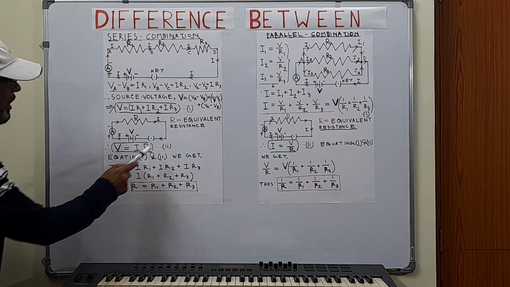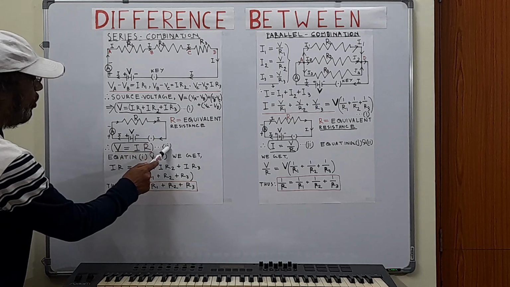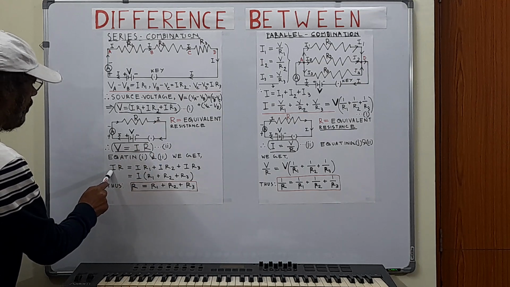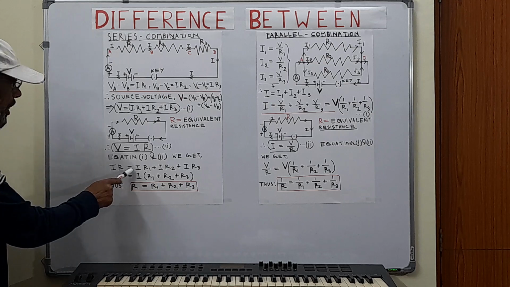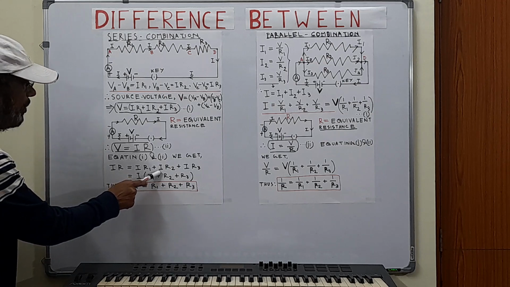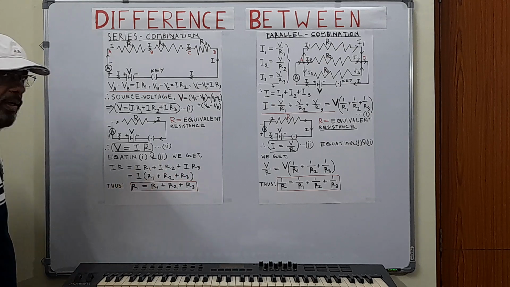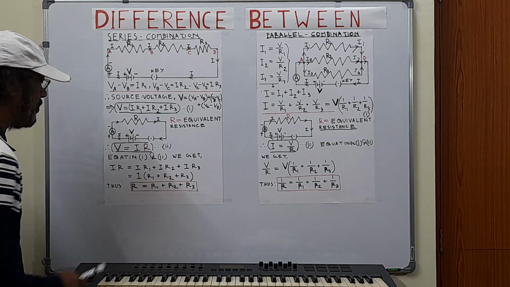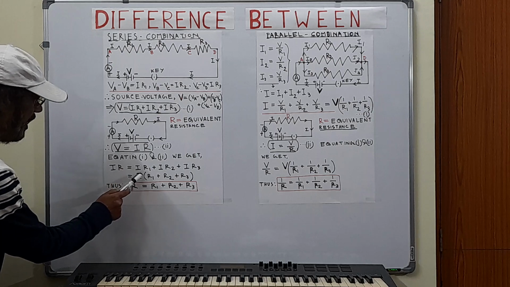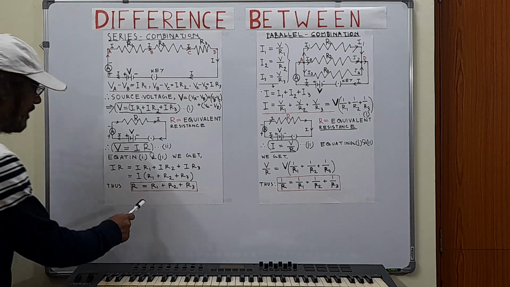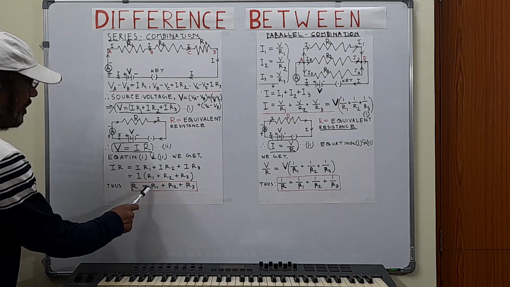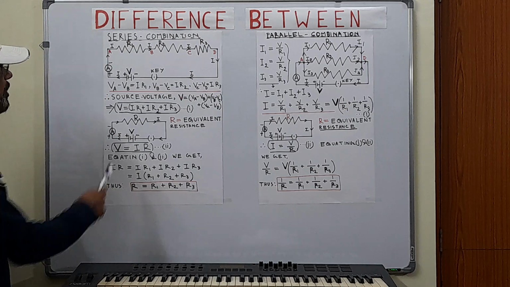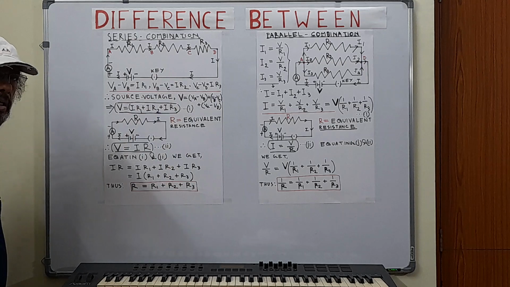Now you can see that equation 1 and equation 2, equating these two, we can get IR equal to IR1 plus IR2 plus IR3. Taking I common algebraically from the three terms and then cancelling I, we get R is equal to R1 plus R2 plus R3, which is the equivalent resistance of the series combination.